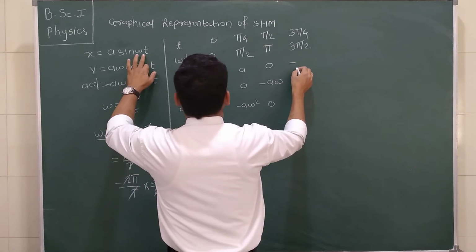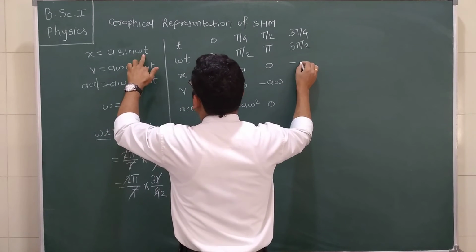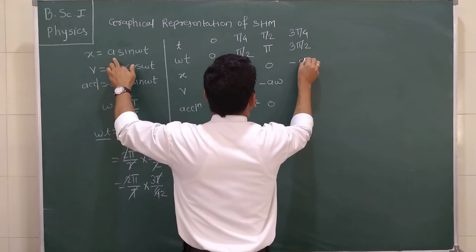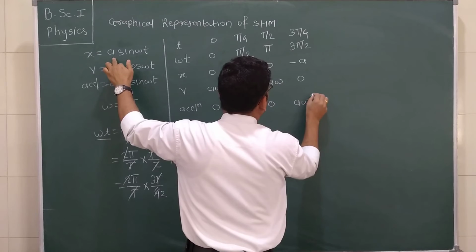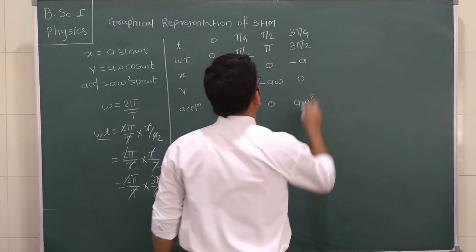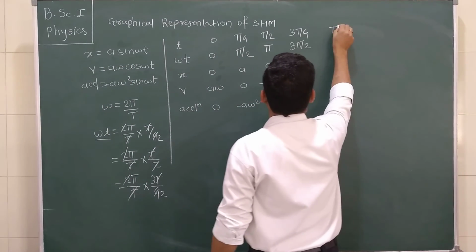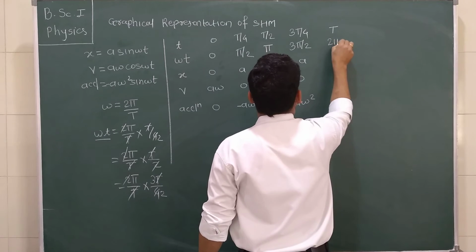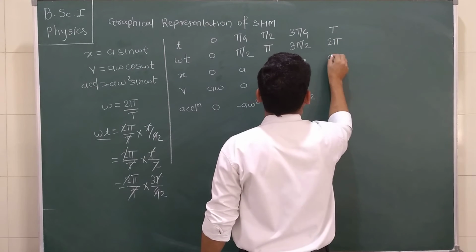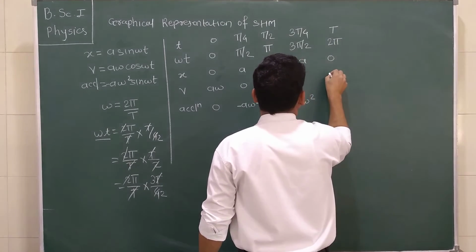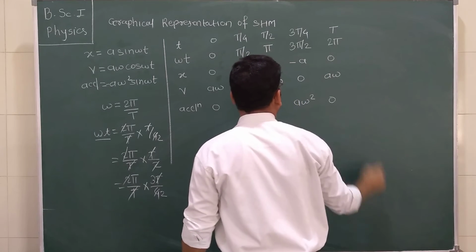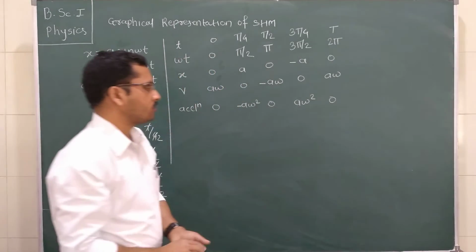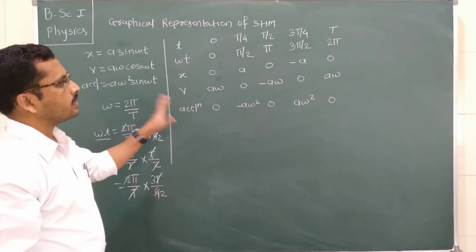Sin 3 pi by 2 is equal to minus 1 multiplied by a, so it is equal to minus a. Here it will become 0, and here it is equal to a omega square. And here, if you write t equal to 2 pi, then sin 2 pi is equal to 0. So we can write here a omega, and this sin 2 pi is equal to 0. So these are the values.